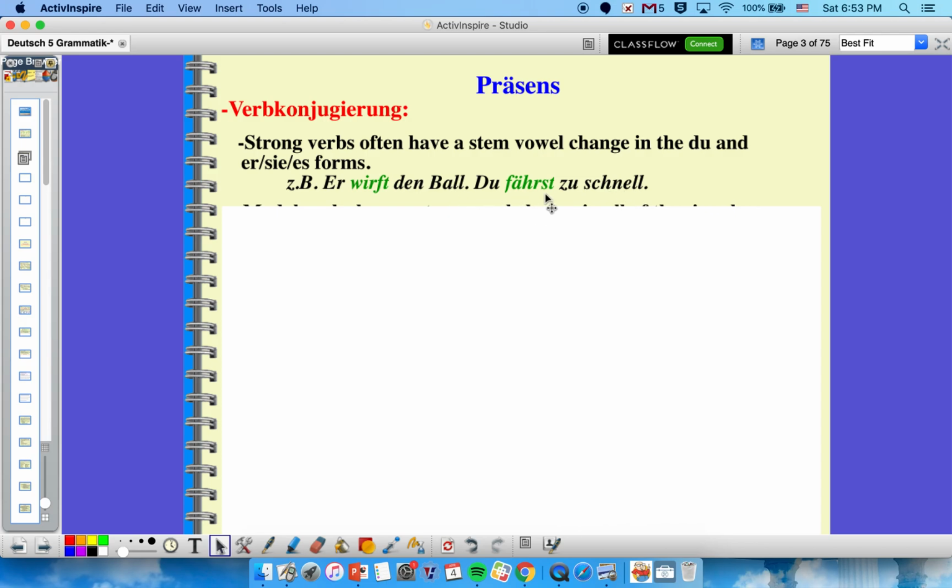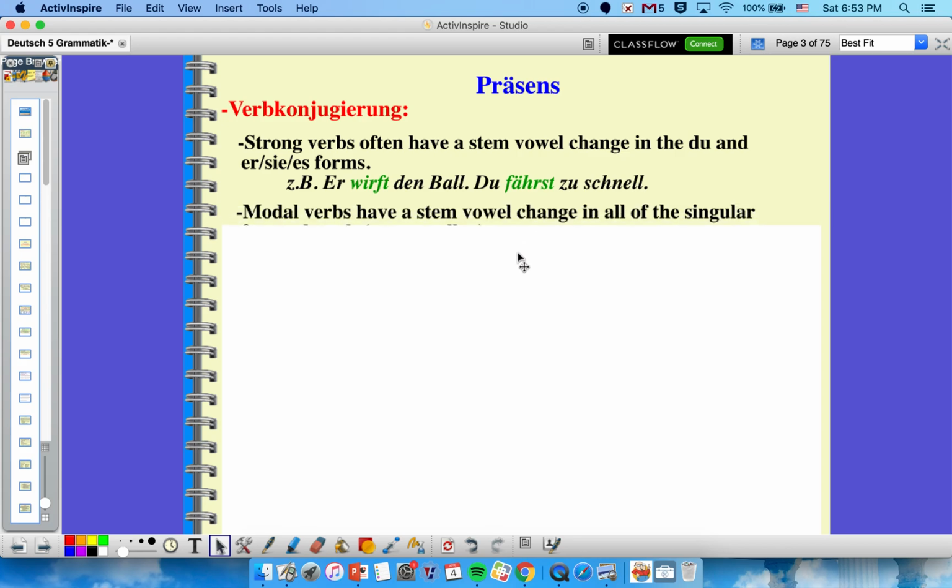These stem changes only show up in the du and the er/sie/es forms for most of our strong verbs. You're not going to see it in the ich form, and you're not going to see it in the whole plural side. So for instance, if we were saying we throw the ball, it'd be wir werfen, and go back to the original. Or we drive too fast, wir fahren zu schnell.